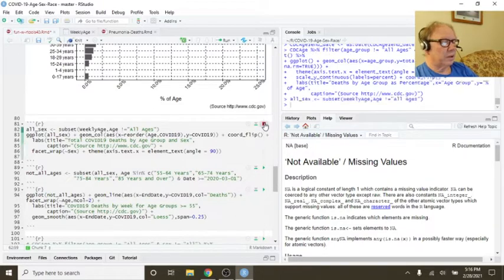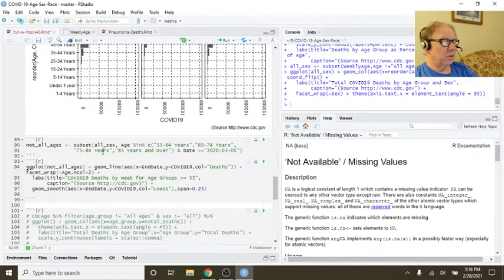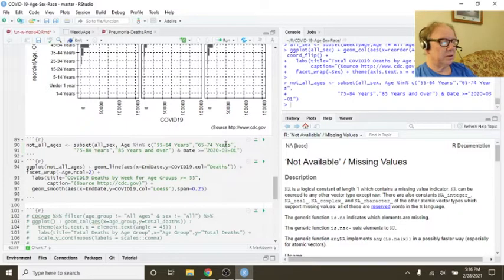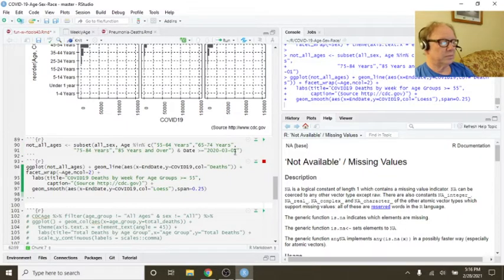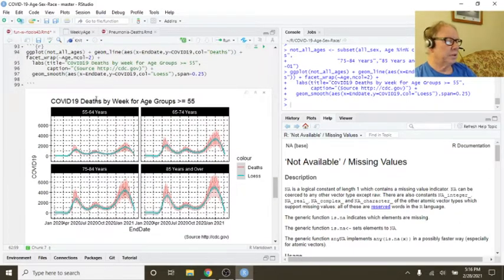Now let's take a look down here. This looks at the deaths by sex and age group. You can see the females lead in the 85 and over. But from there on down, the males are leading. What about down here? Okay, now we take this group here and we plot it.